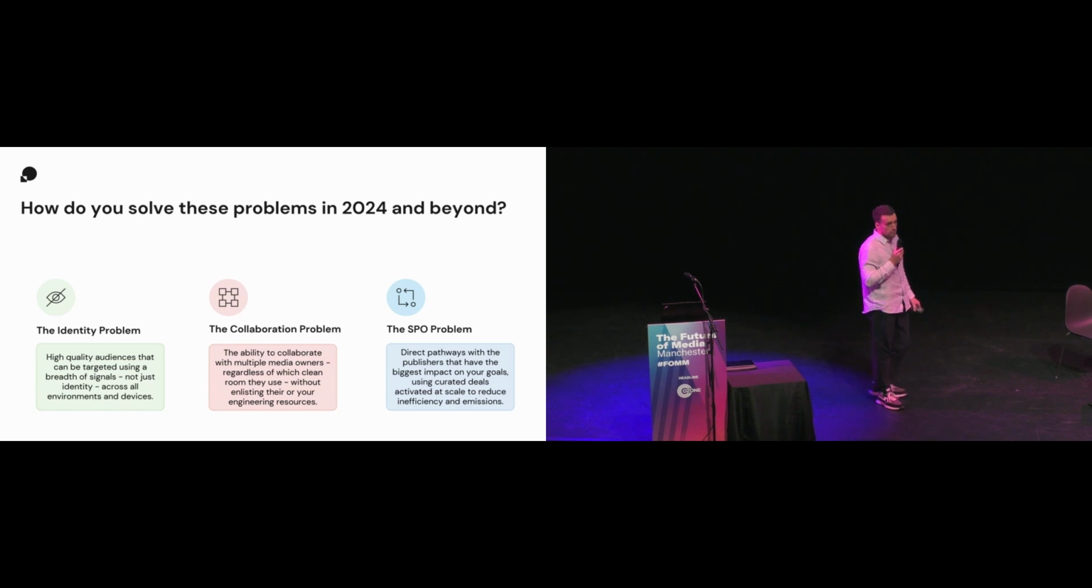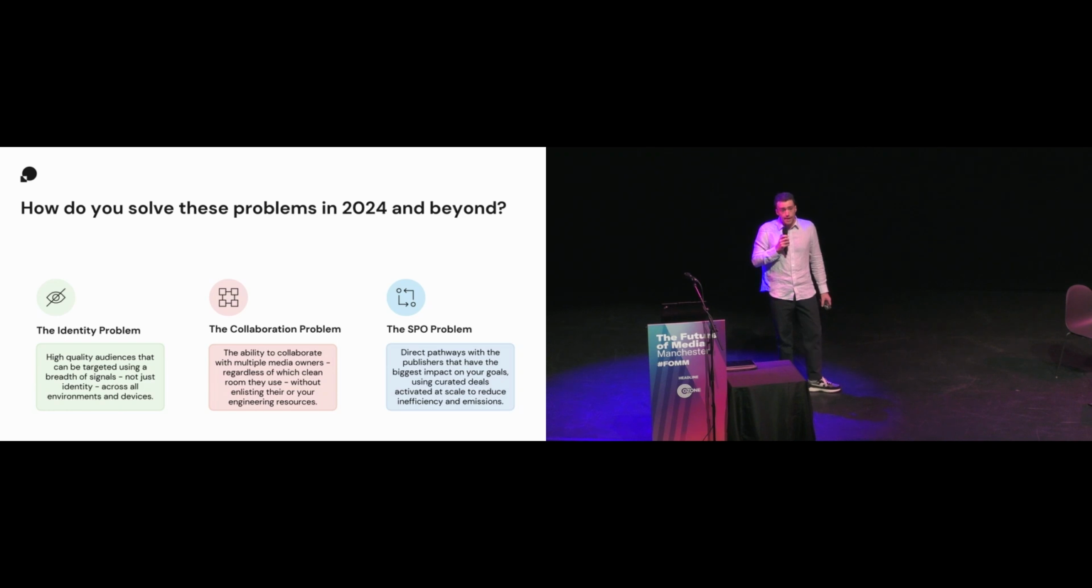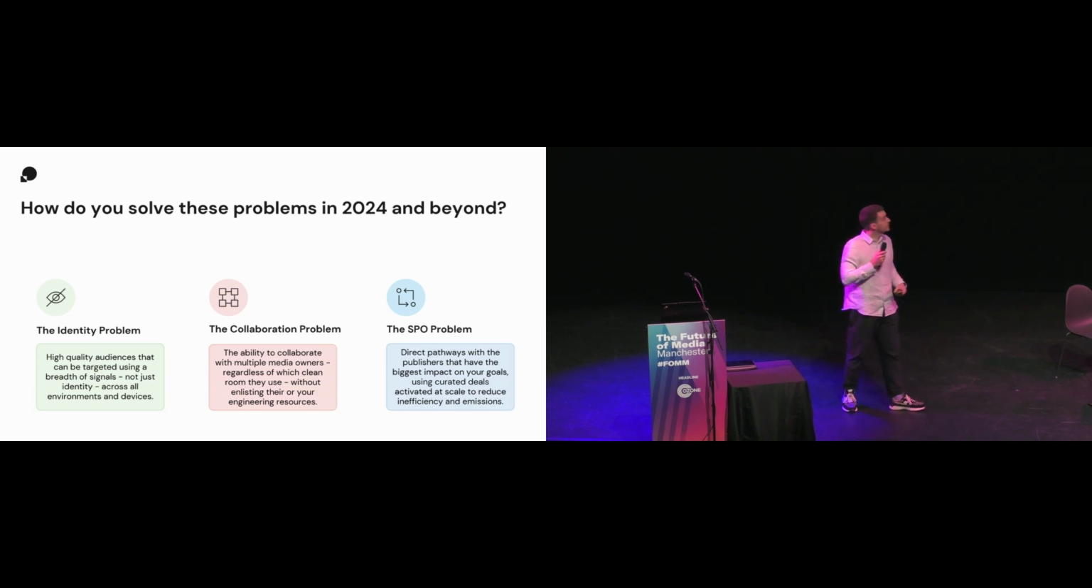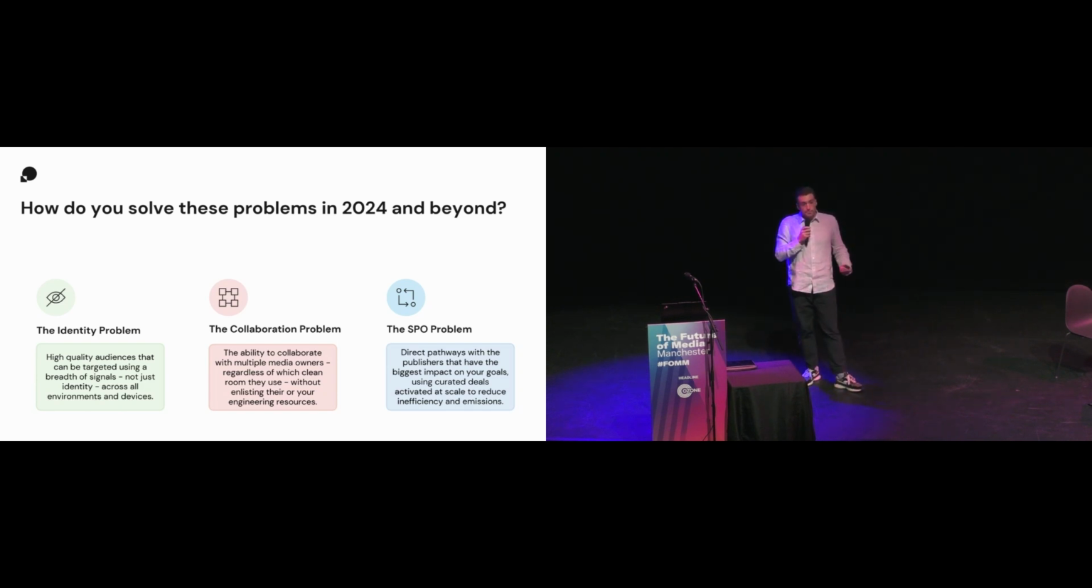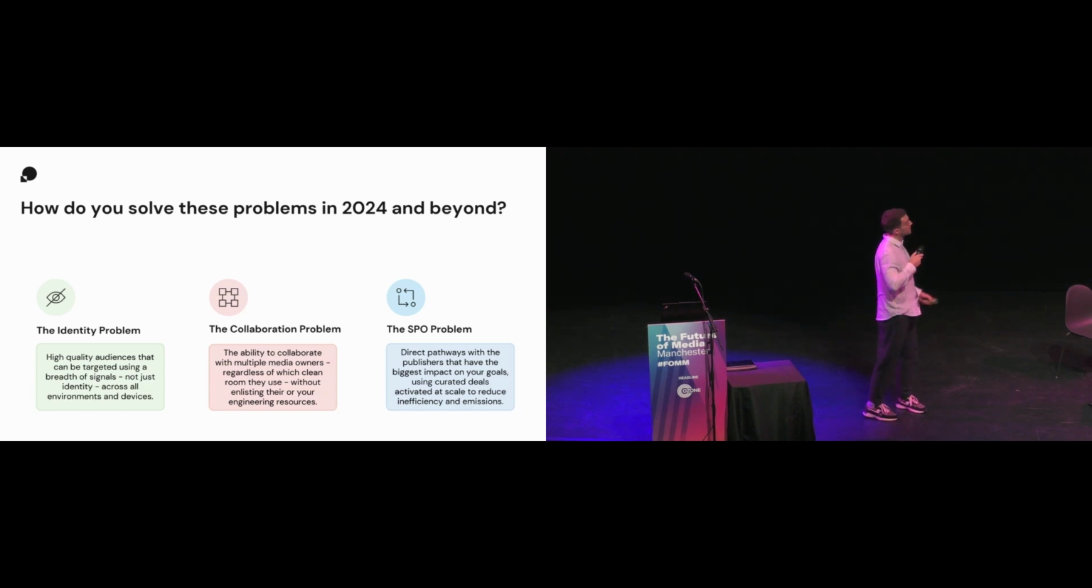So how do we go about solving those problems? Well, to solve the identity problem, we believe that you need to partner with the right tech that allows you to reach your prospective audience, but across all devices and browsers. To solve the collaboration problem, it's important that you're at the forefront of the developments that are happening in that space that allow you to move data seamlessly from one infrastructure to another. To solve the supply path optimization problem, well, working directly with publishers was always the best way to maximize the return on your investment in media. But we need to think about that in a realistic manner. We need to be able to provide that to advertisers, but in a way that scales.